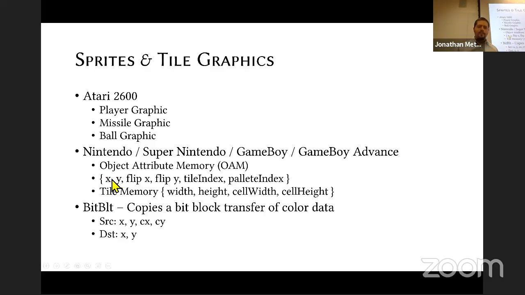For each object, you would have the X, the Y, and whether it should be flipped in X or Y. These are bits, so you can take these and flip the bits. Which tile is it using, and which palette is it using? And they even did a few tricks. If X and Y were both 0, for instance, that would mean that object is turned off and doesn't get drawn. Then there's another one that has to do with priority, whether it gets drawn on the background layer or the front layer.